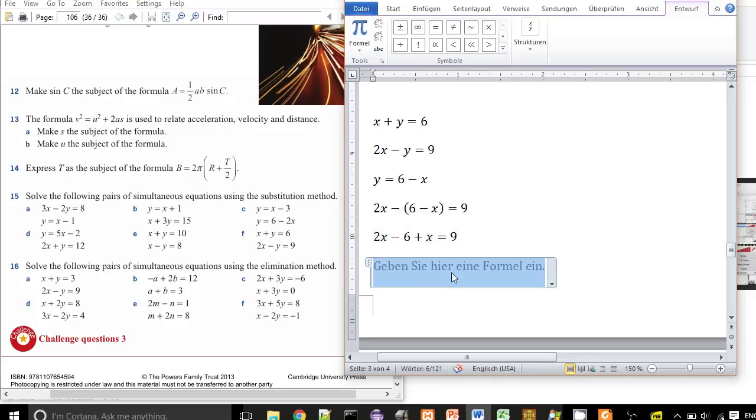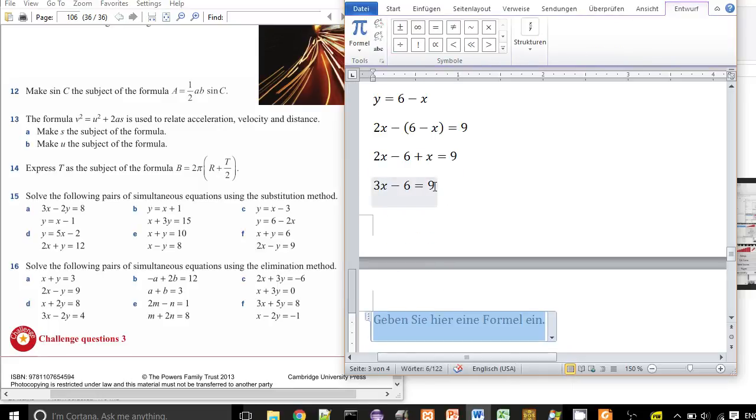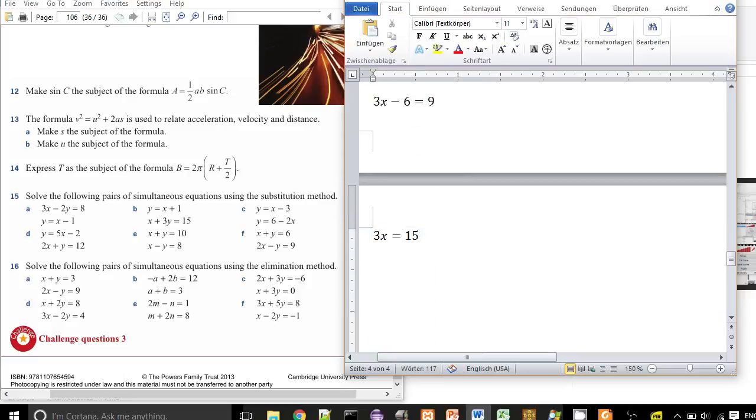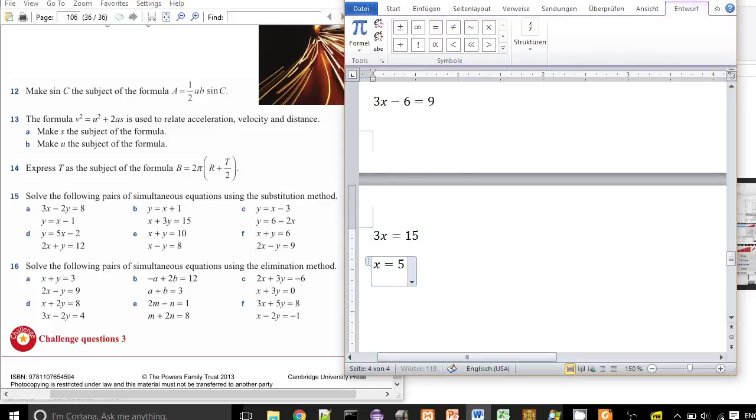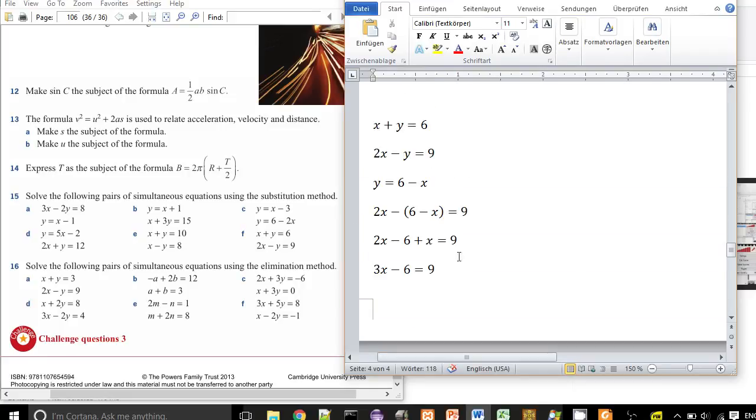Okay, 2x plus x is 3x, minus 6 equals 9. Then I need to add 6, so 3x equals 15. Then divide by 3, x equals 5. So x equals 5, nearly there.